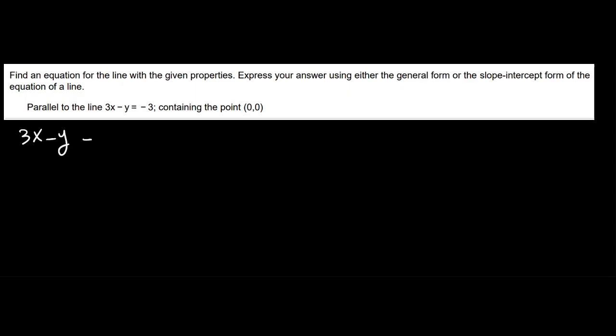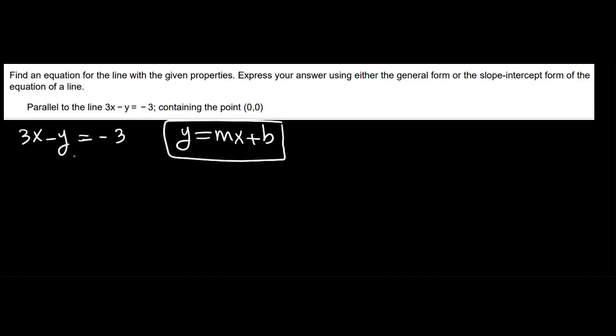So the first step is to rewrite the equation 3x minus y equals -3. I want to rewrite it in a slope-intercept format. What was that format? It's y equals mx plus b. It means that y is isolated on one side, and the coefficient of y, as you see, is +1.